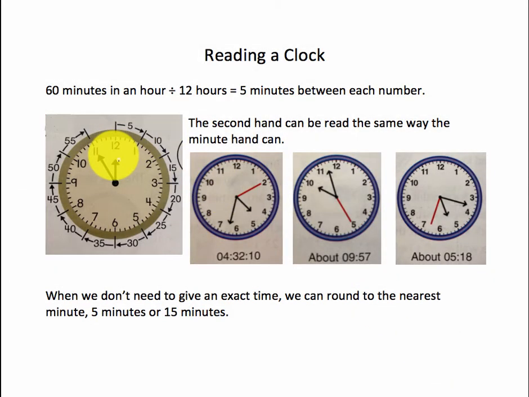So this just breaks it down a little more in depth here. It's showing how in between each number there's 5 minutes. So between the 12 and the 1, that's the first 5 minutes of the hour. And then between the 12 and the 2, well, that would be 10 minutes, and so on. It goes by intervals of 5 all the way to 60 minutes when you're back up at the 12 again.